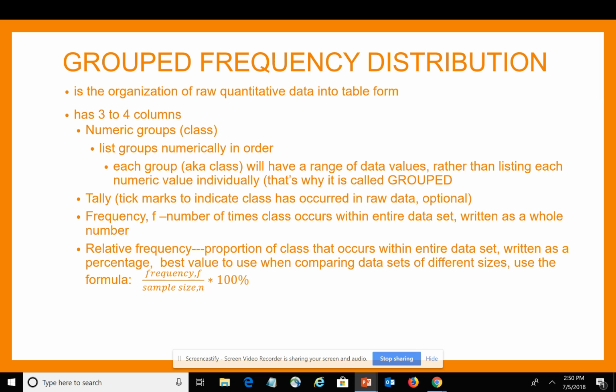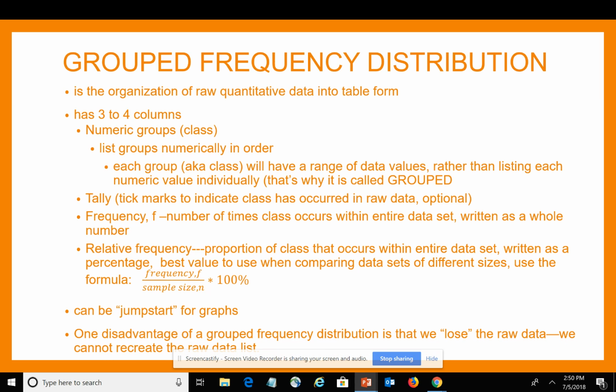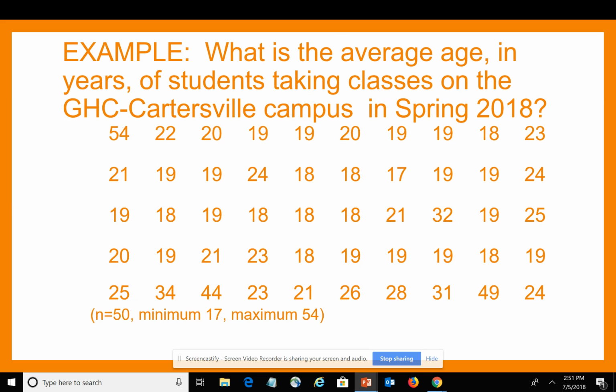We also use the grouped frequency distribution as a jump start for some of the graphs that we're going to take a look at a little bit later in this lesson. There is one disadvantage to using a grouped frequency distribution, and that is that we lose the raw data, meaning that we cannot take the grouped frequency distribution and recreate the original list of data. So we're going to take a look at how to create a grouped frequency distribution.